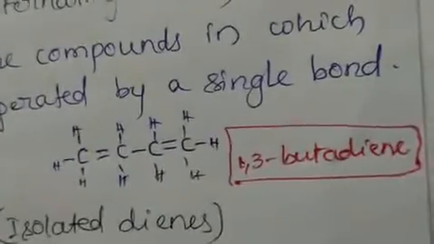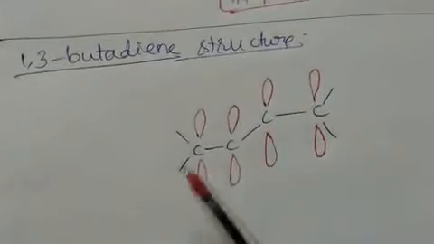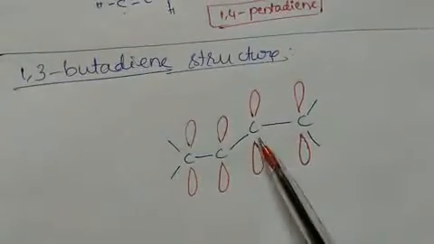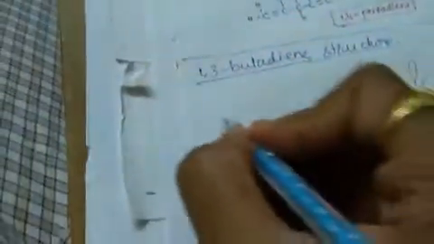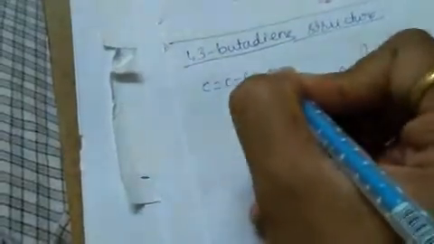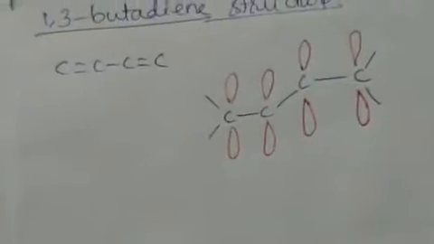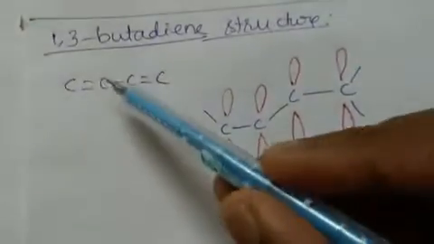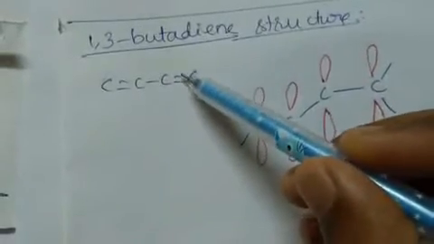Let us take this example, 1,3-butadiene. I am writing it here. Let us see the structure of 1,3-butadiene. This is the first carbon, second carbon, third carbon and fourth carbon. Let me write the normal structure of 1,3-butadiene. Correct. So we know that a double bond means 1 sigma and 1 pi bond. This is also 1 sigma, 1 pi bond.